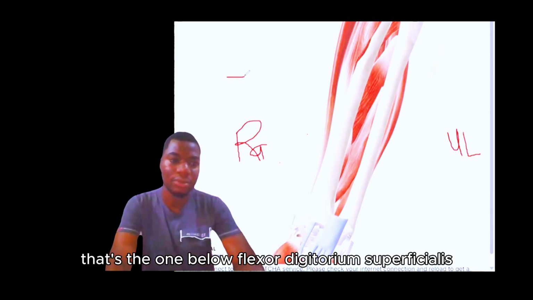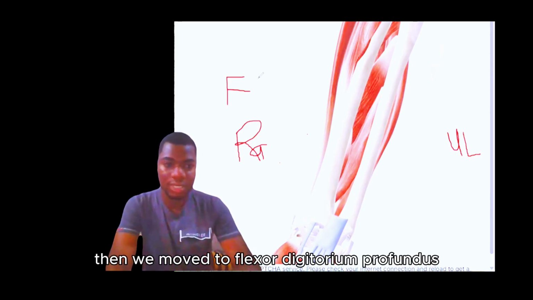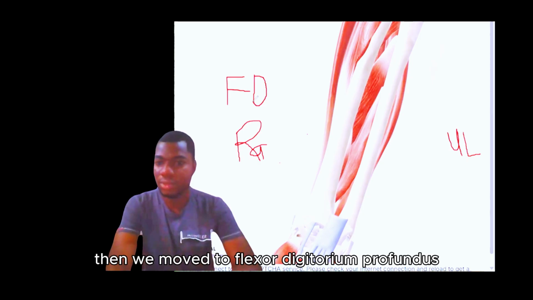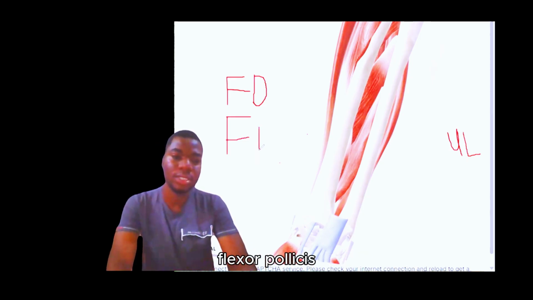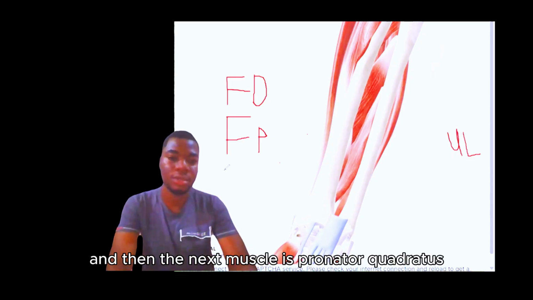That's the one below flexor digitorum superficialis. Then we moved to flexor digitorum profundus, and then the next one, flexor pollicis longus, and the next muscle is pronator quadratus.